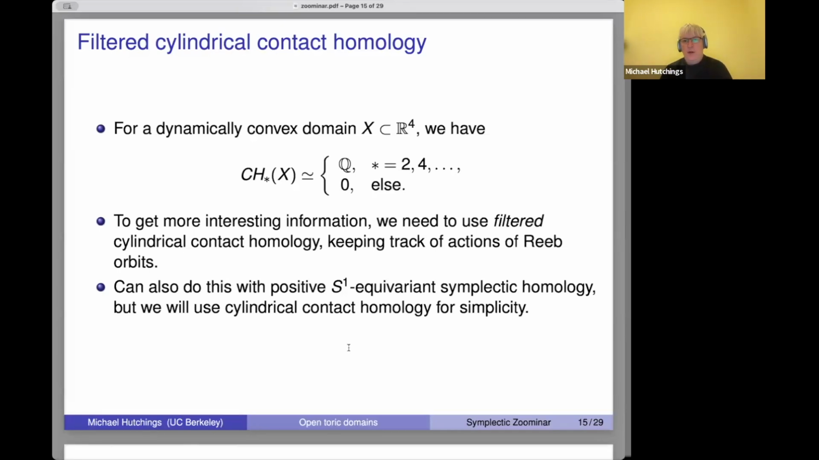Now, if you want to know what is the homology, well, if I have a dynamically convex domain, or actually any star-shaped domain, the homology is very simple. There's one generator in every positive even degree, and that's it. We'll see later one computation of this. So that's not really going to tell us anything that can tell different domains apart. To do that, we need to use the filtered cylindrical contact homology, and that takes into account more information with the actions of the Reeb orbits. And there's an analogous story using equivariant symplectic homology instead, if you prefer, but I won't go into that.